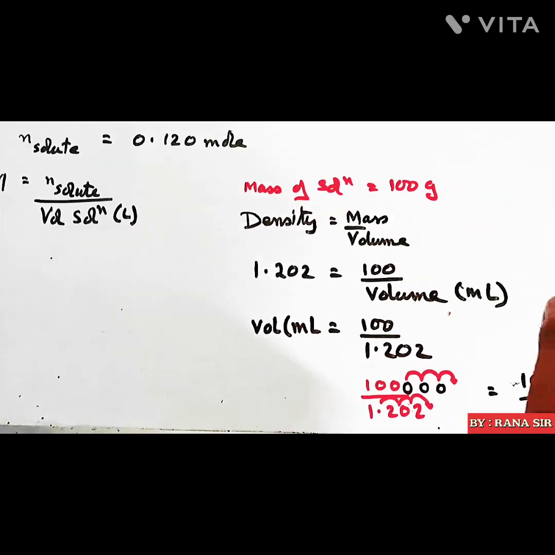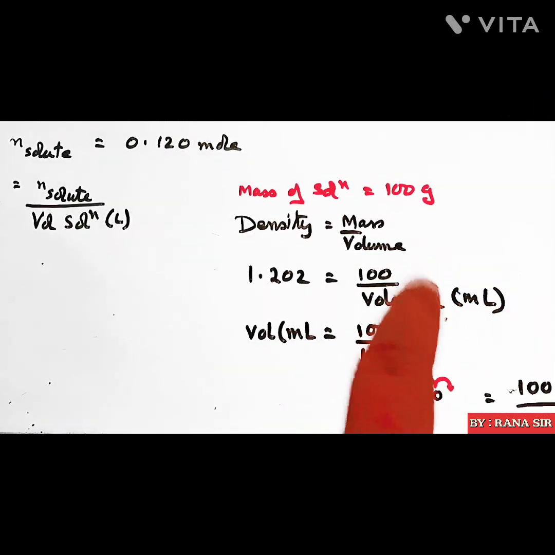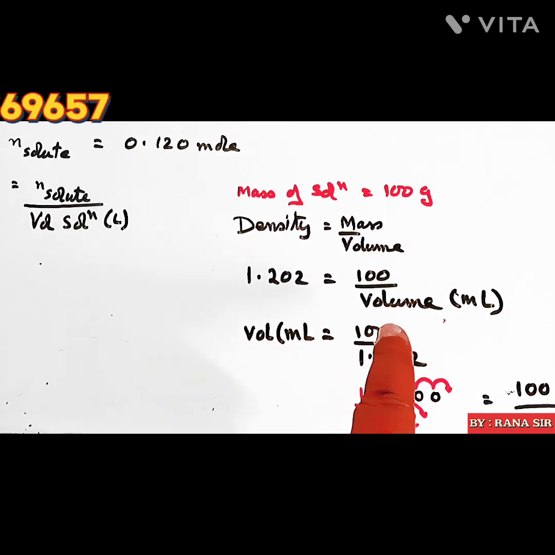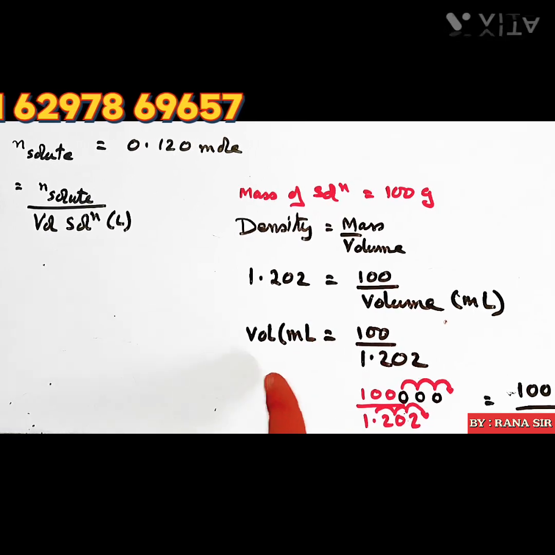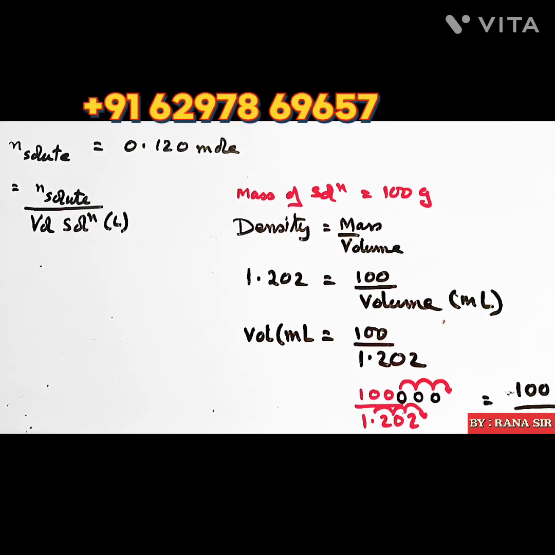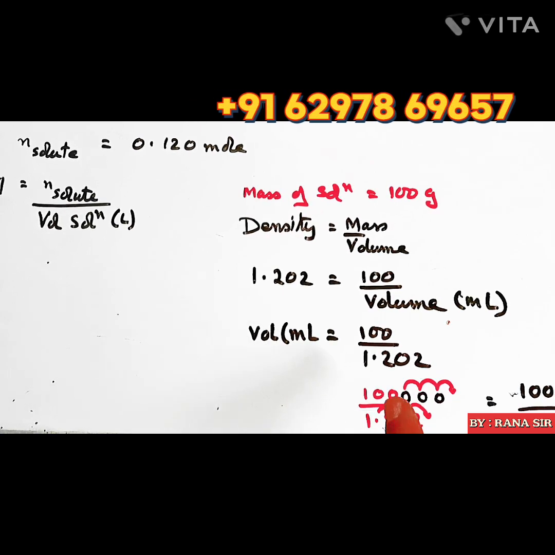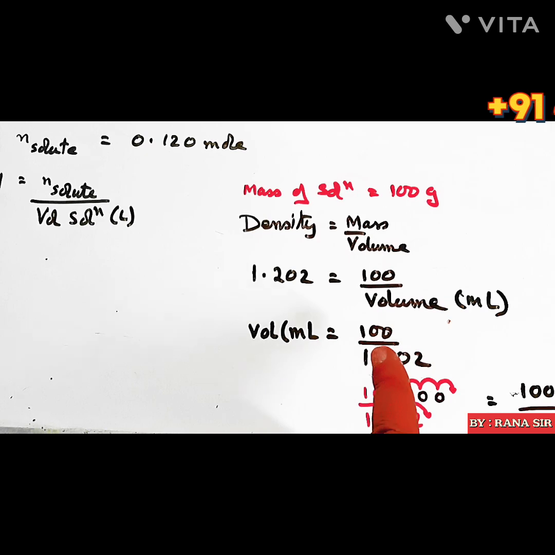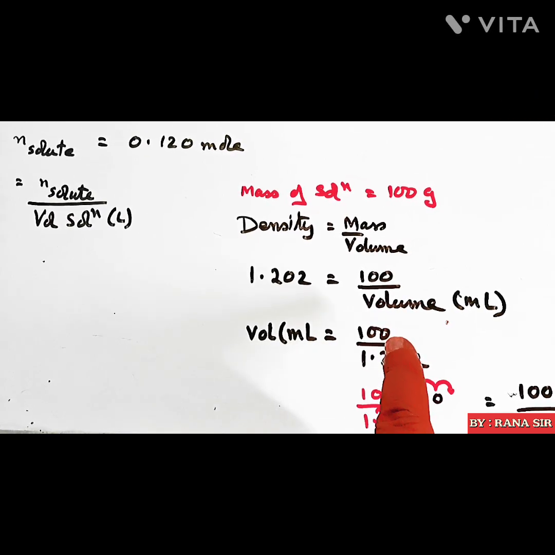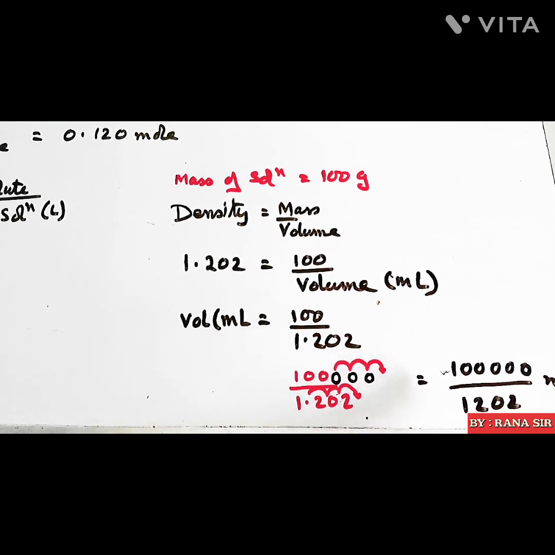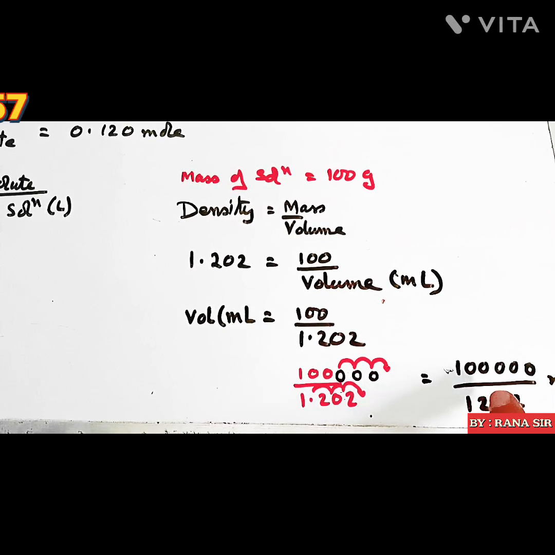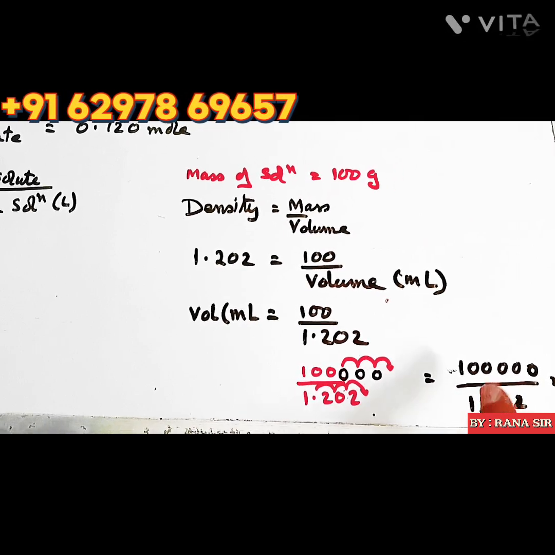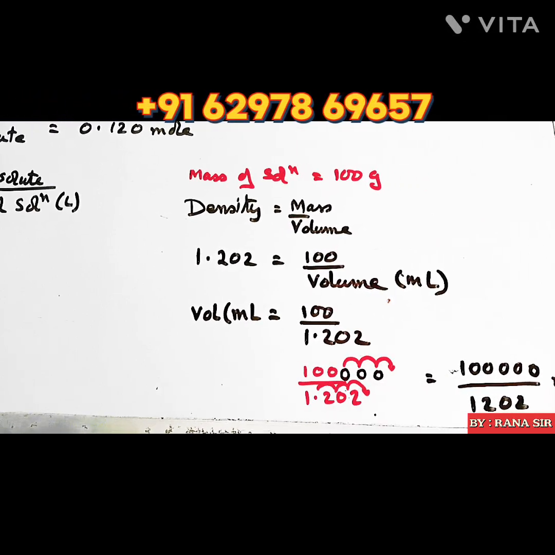Okay. So volume, if I bring the volume to the other side of the equal sign, what will happen to this number? This number will go to the denominator. So volume will be 100 by 1.202. I shift the denominator decimal 3 places towards the right. In that order, I will be adding 3 zeros. So what will be the result? 100 plus 3 zeros divided by 1202. Why have I done this? This I have done to remove the decimal.